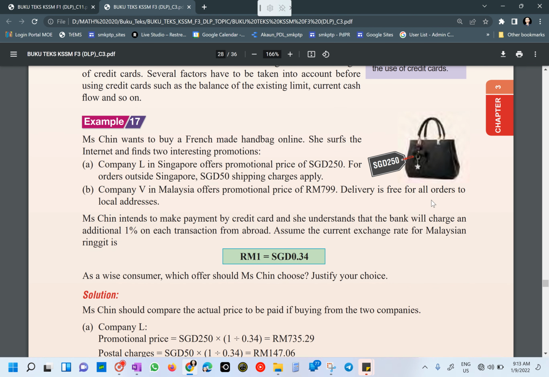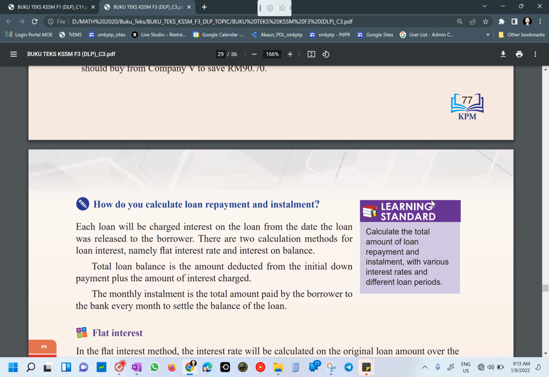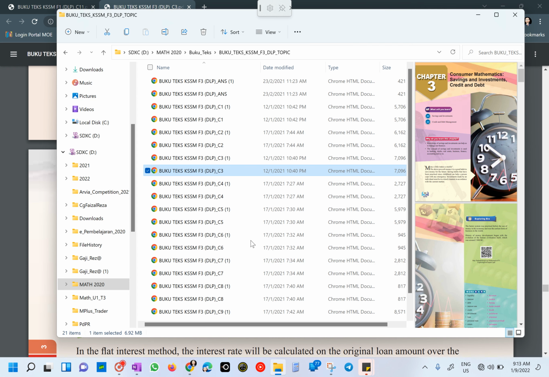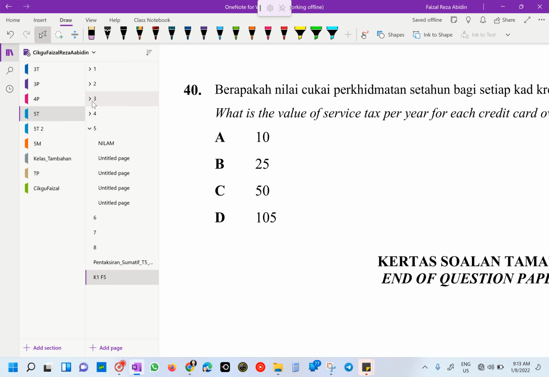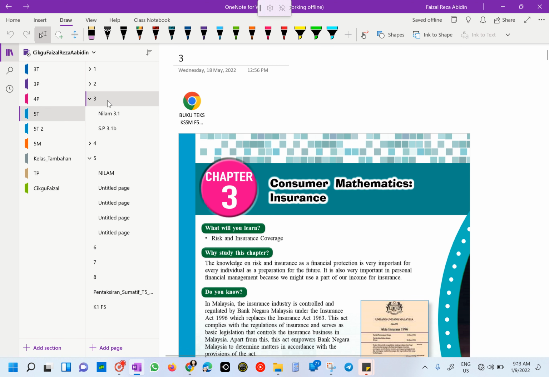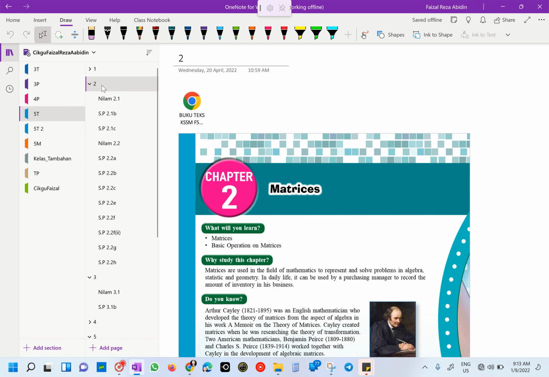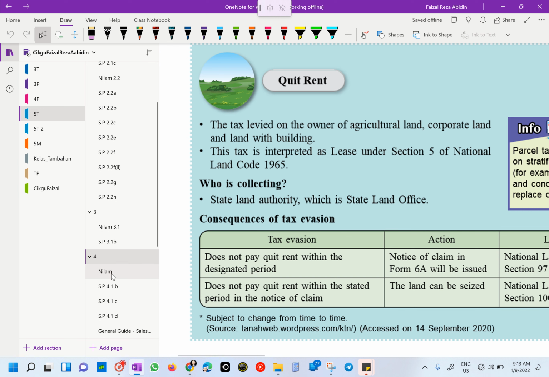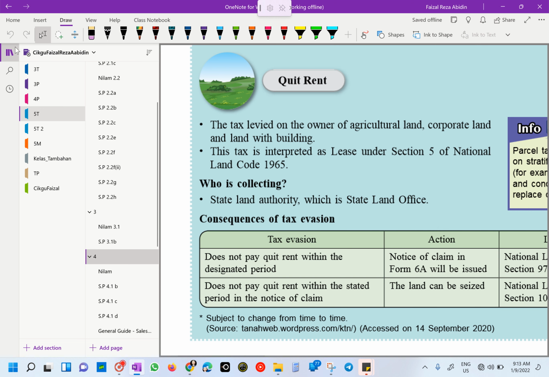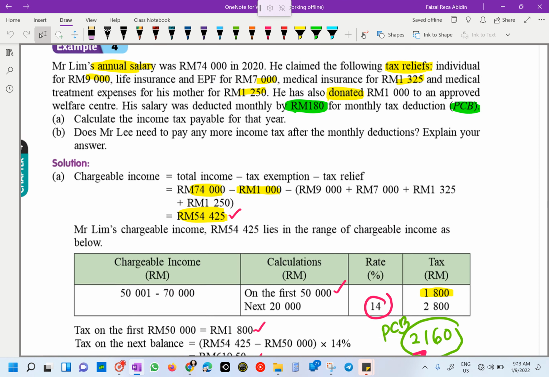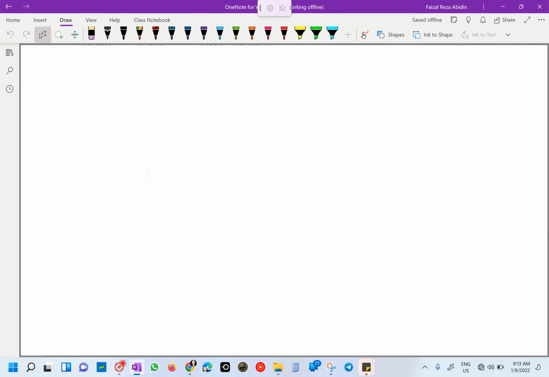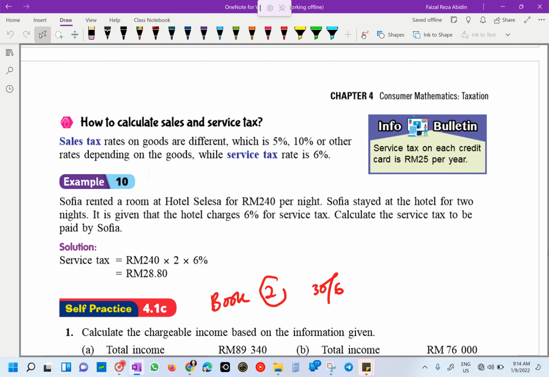It's not in Form 3. Is it? Oh, the Form 5 textbook? Oh, info. It's going to be insurance, right? Tax. Matrices, tax, Chapter 4. Here. Page 113. Okay, thank you. Everyone look at 113. I can't see it in front of me yet. There. Info bulletin. I said RM25, not 25%.